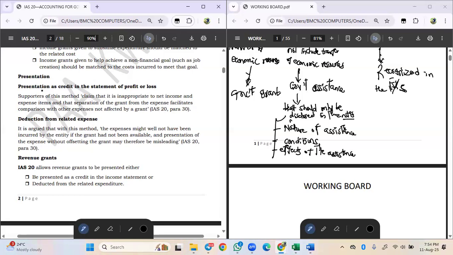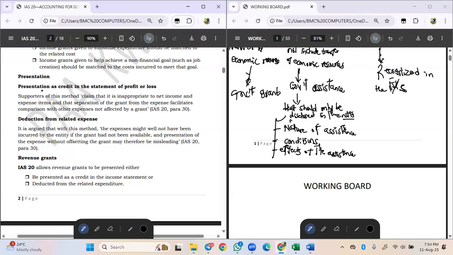So this one is from the main document, IAS 20, paragraph 30. I'll bring it down and explain for you, so don't worry about the writings. The deduction approach is saying that the expenses might well not have been incurred by the entity if the grant had not been available, and presentation of the expense without offsetting the grant may therefore be misleading. In other words, presenting it separately might be misleading. This is also their argument, okay?